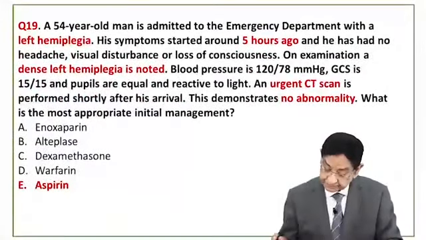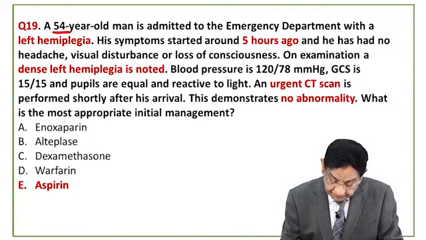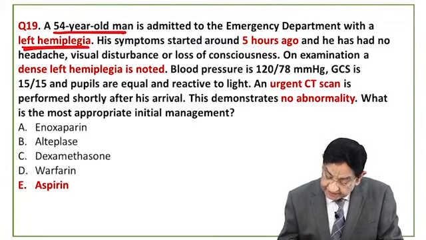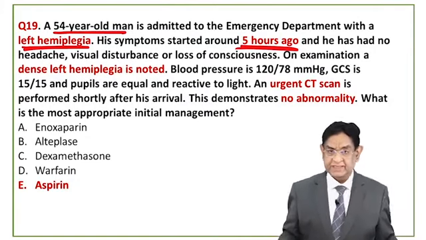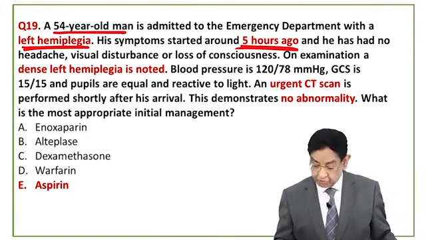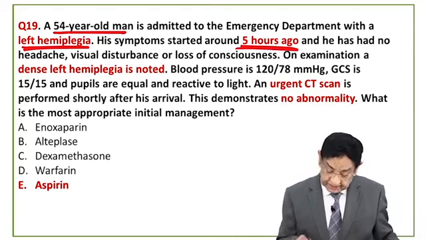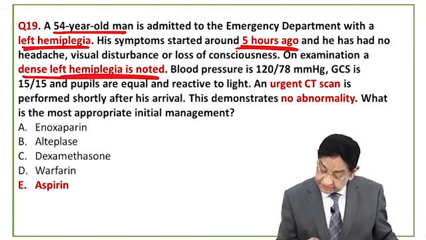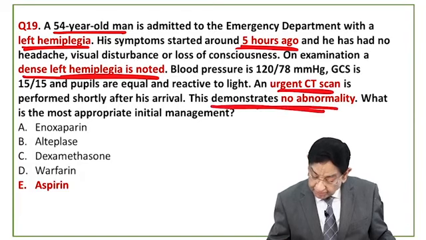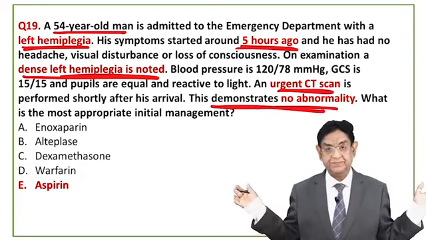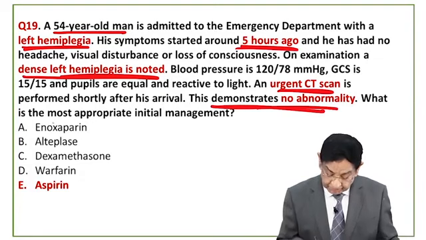Question 19. A 54-year-old, left hemiplegia 5 hours ago, and by now we are clear that we are dealing with stroke. Dense hemiplegia is noticed. Urgent CT scan shows no abnormality. CT normal. What is the most appropriate next management?